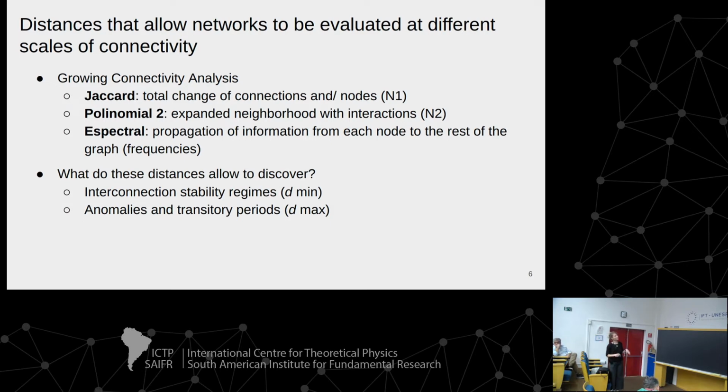Then I have a polynomial distance. What is a polynomial distance? I will be expanding neighborhood with interaction. So I have an order 2. So I'm interested in the structural changes of the connections of my neighbors. I will be looking at this a little bit further. And then I have another distance, which is a spectral distance.